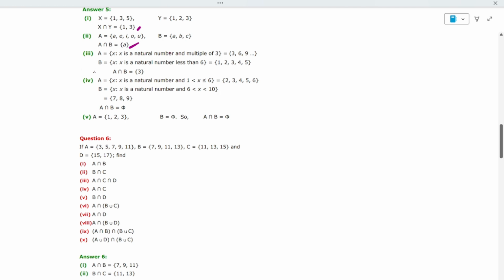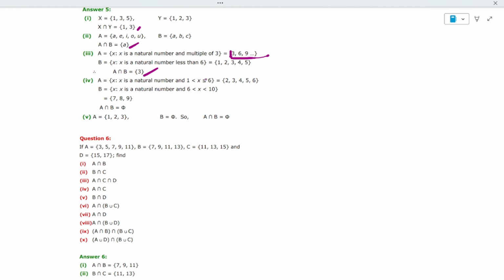That is, x is a natural number and a multiple of 3. Same, this is ending, it should be here in curly braces. And now let's see, only 3 is repeated, and here they have given up to less than 6. If they had given less than or equal to 6, here 6 would have come and 3 and 6 would have been the intersection, but here only 3 is present.